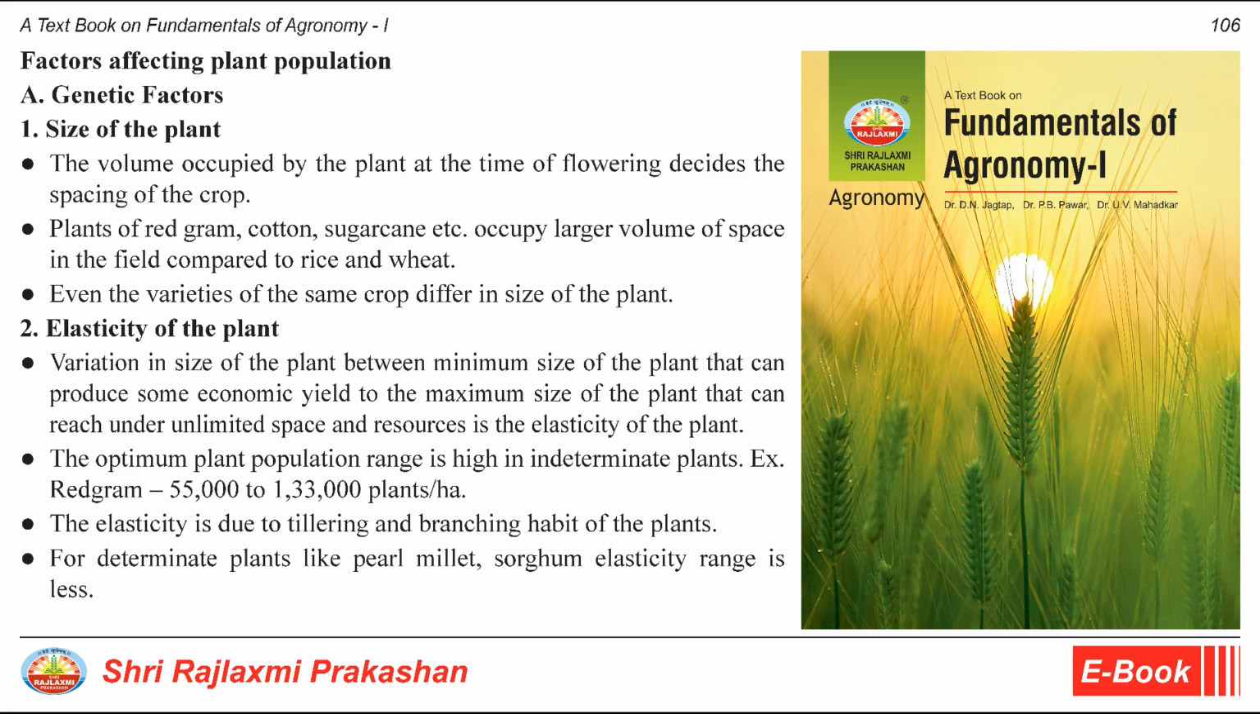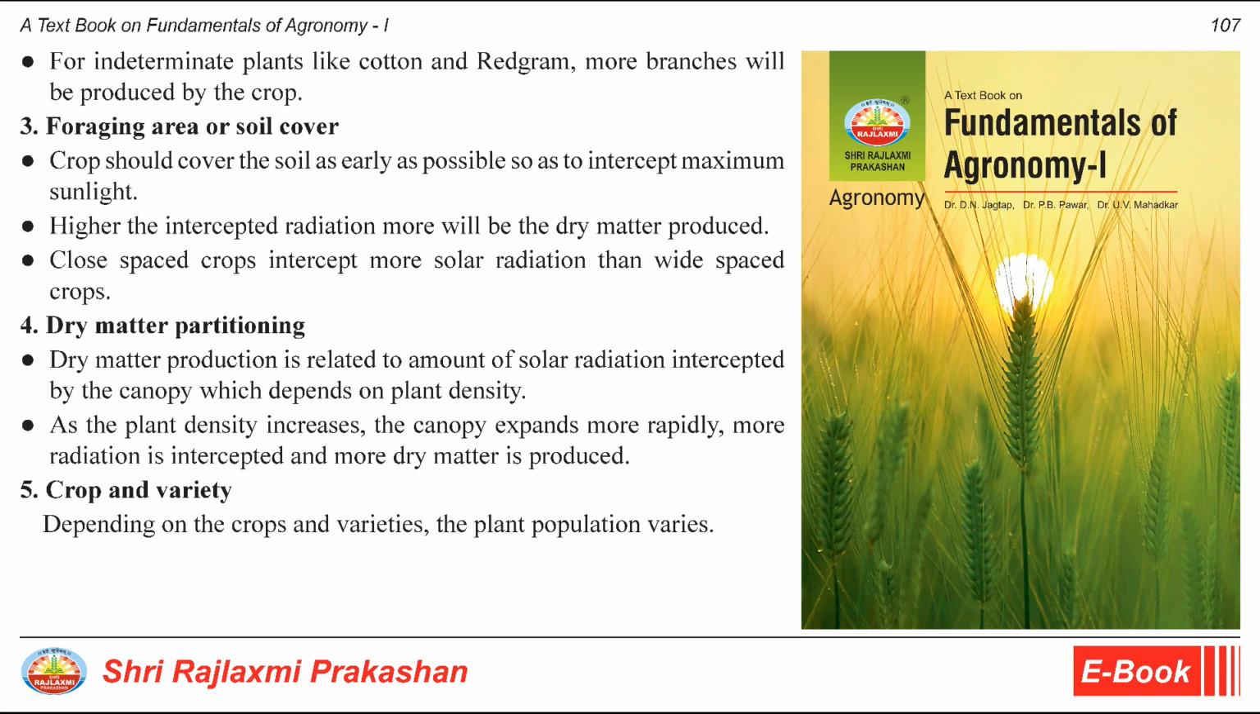Number 2. Elasticity of the plant. Variation in size of the plant between the minimum size that can produce some economic yield and the maximum size that the plant can reach under unlimited space and resources is the elasticity of the plant. The optimum plant population range is high in indeterminate plants. Example: red gram, 55,000 to 1,33,000 plants per hectare. The elasticity is due to tillering and branching habit of the plants. For determinate plants like pearl millet and sorghum, the elasticity range is less. For indeterminate plants like cotton and red gram, more branches will be produced by the crop.